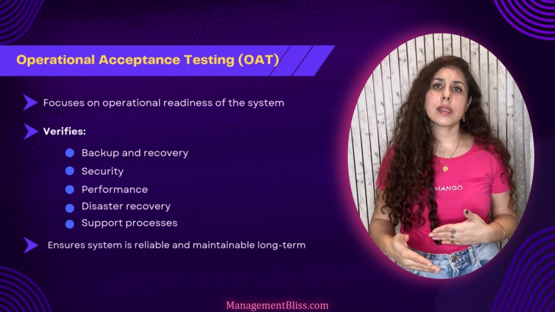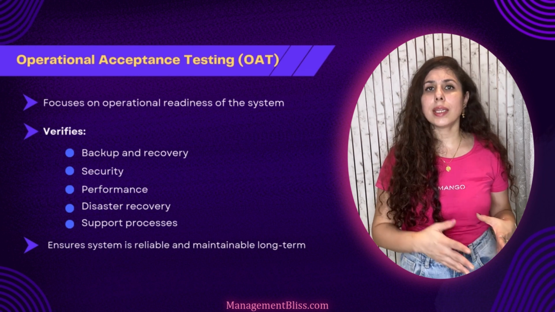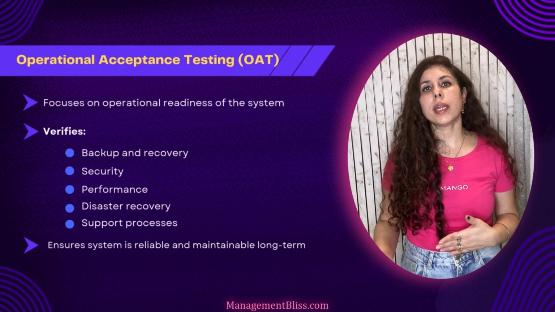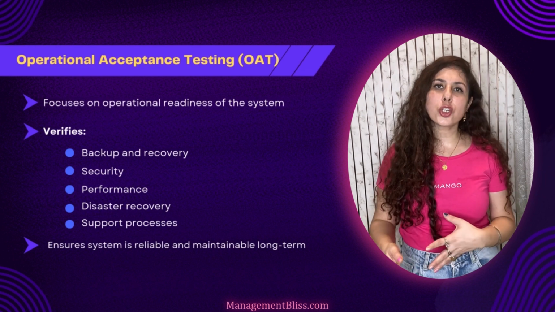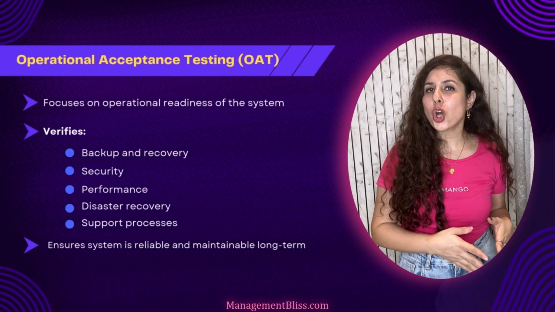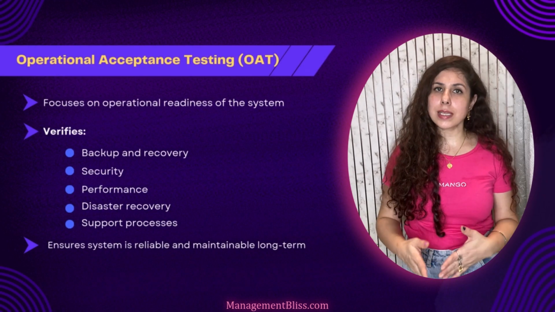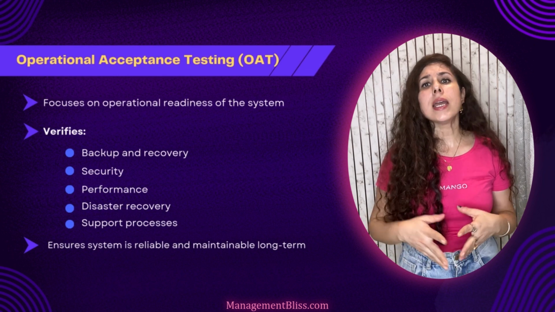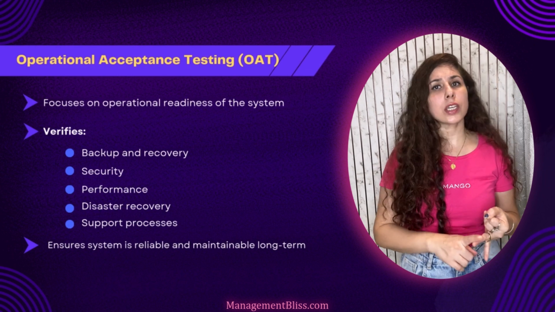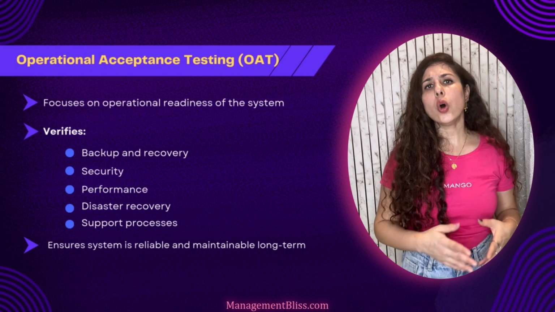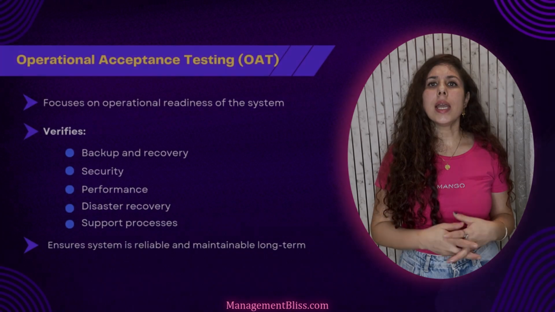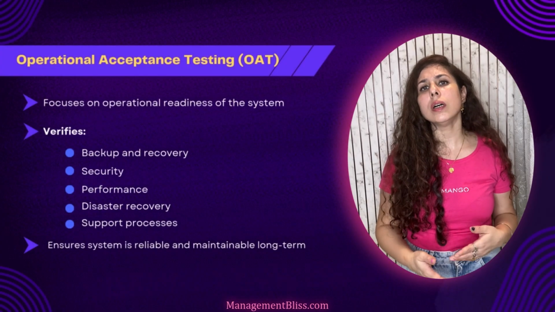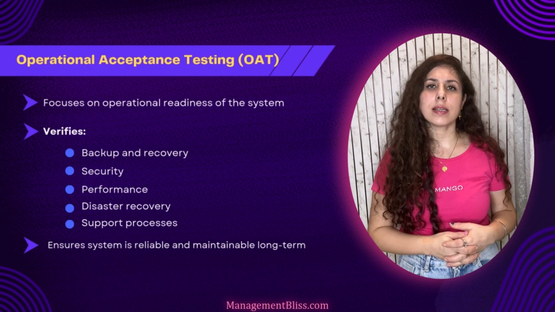Lastly, the support processes are verified to ensure that the help desk and the IT support systems are ready with proper training and knowledge to troubleshoot and manage the system. In short, operational acceptance testing is all about making sure that once the software goes live, it stays reliable, secure, and maintainable over a long period of time. It's the final safety net before the system is fully handed over for everyday use by the customer.